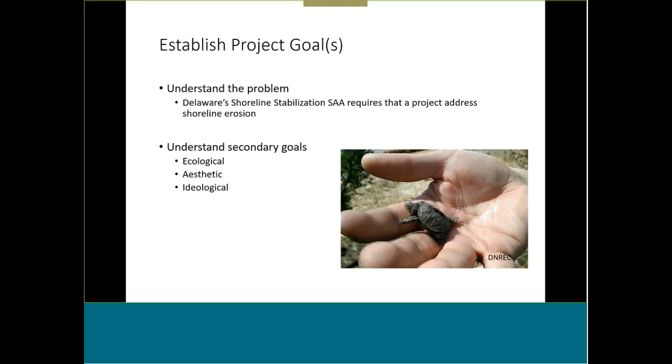There might also be secondary goals that a property owner has. Maybe they do have an erosion problem, but they really want to make a visually attractive shoreline. They don't want to see any rocks. So understanding those goals from the top will help you steer your observations of the site and develop your concept design.